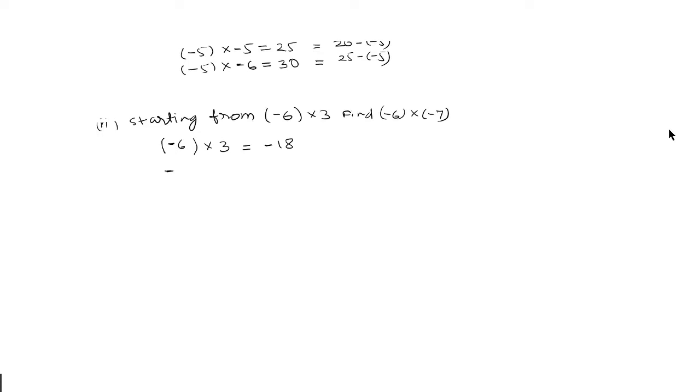Now minus 6 multiplied by 2, I am reducing minus 18 to minus 12 by adding 6 to it, as minus 18 minus minus 6 equal to minus 12.